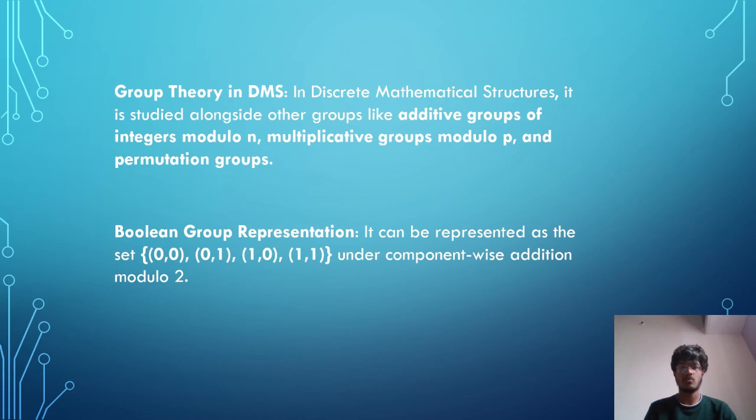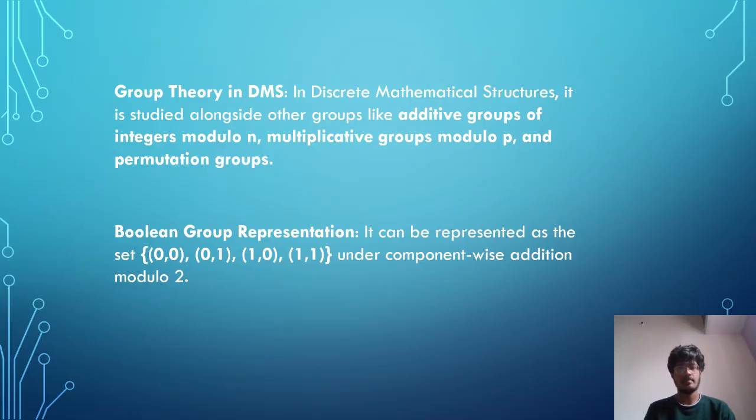What do you mean by group theory? Nothing but discrete mathematics structures. It is studied alongside groups like additive groups of integers modulo n, multiplicative groups of modulo p, and the permutation groups. These are the main examples of the group theories we use in our discrete mathematics structures.